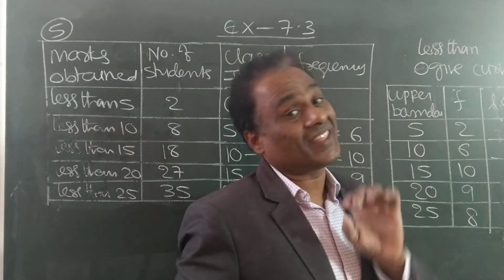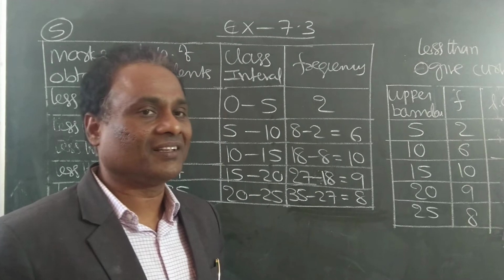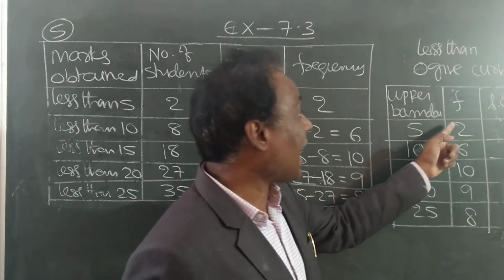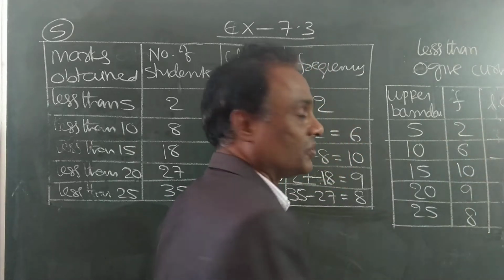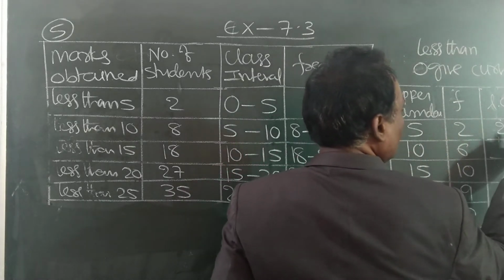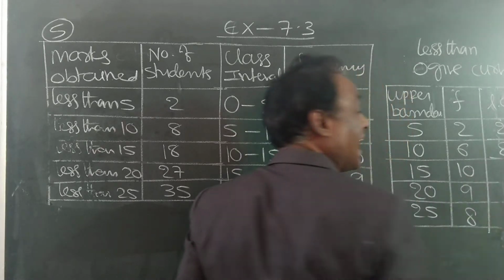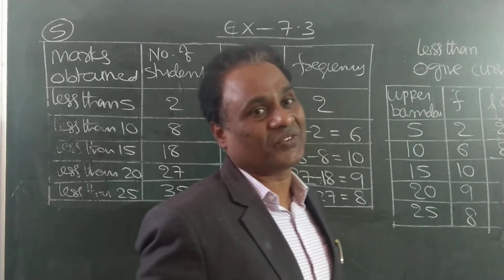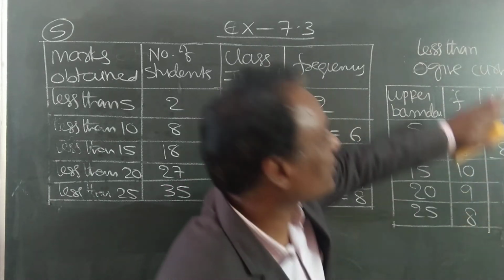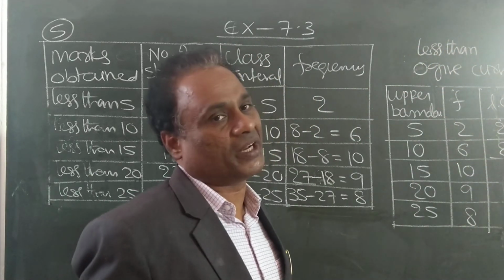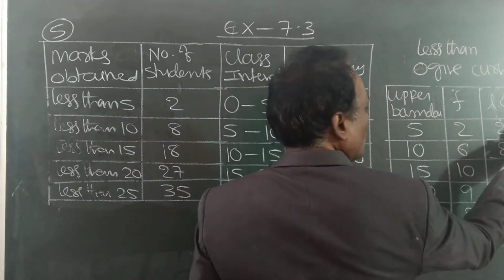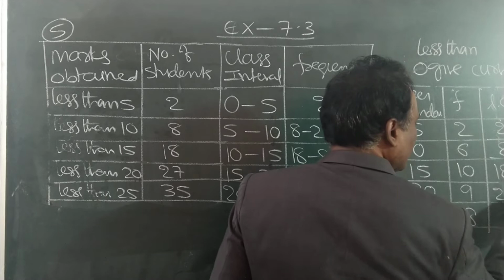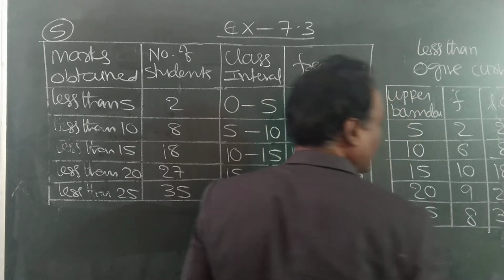How to prepare the less than cumulative frequency I explained, and we did problems also. Adding the frequencies from top is called less than cumulative frequency. Adding the frequencies from bottom is greater than cumulative frequency. 2 plus 6, 8. 8 plus 10, 18. 18 plus 9, 27. 27 plus 8 is 35.